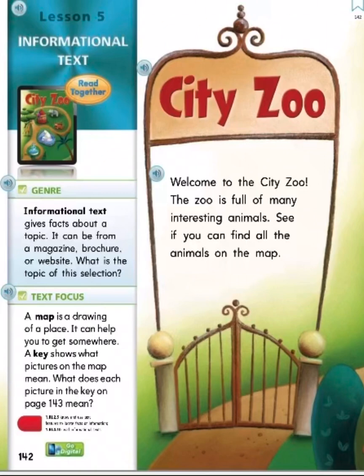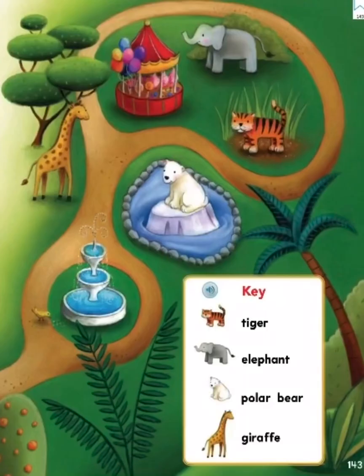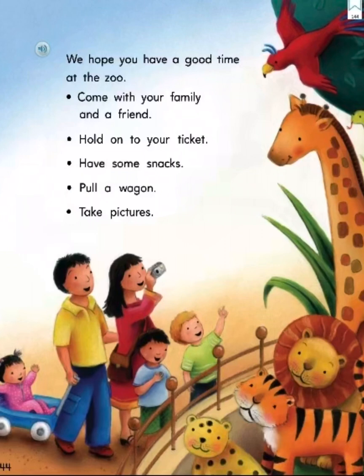City Zoo. Welcome to the City Zoo. The zoo is full of many interesting animals. See if you can find all the animals on the map. Key: tiger, elephant, polar bear, giraffe. We hope you have a good time at the zoo. Come with your family and a friend. Hold on to your ticket. Have some snacks. Pull a wagon. Take pictures.